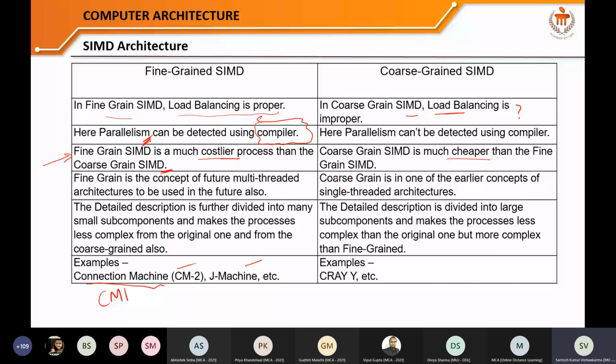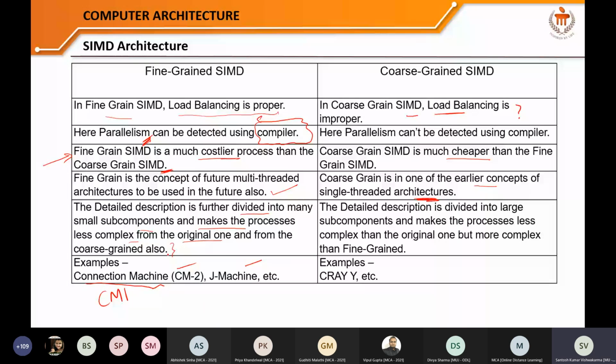Now, fine grain is a concept of future multi-threaded architectures to be used also in various other approaches, and coarse grain is one of the earlier concepts of single-threaded architecture. So that's why this has been limited to this category or this part only. Now, the detailed description is further divided into many small subcomponents and makes the processes less complex from the original one and from the coarse grain also.